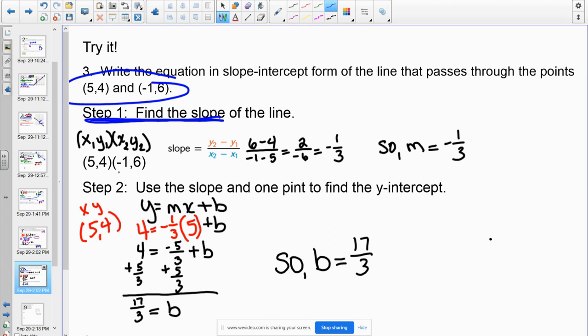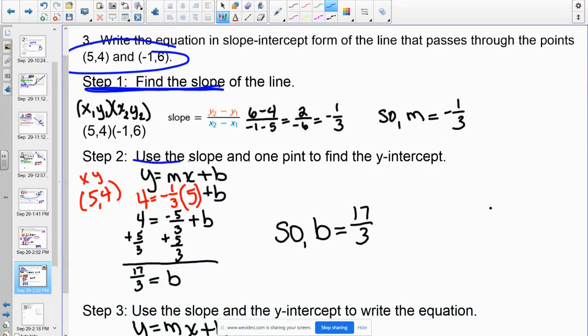So here are my 2 points. Here's my first point, 5, 4, and my second point is -1, 6. I got to use this equation. So I did 6 minus 4, and then -1 minus 5, which is 2 over -6. Then I simplified that to -1/3. So the slope is -1/3.